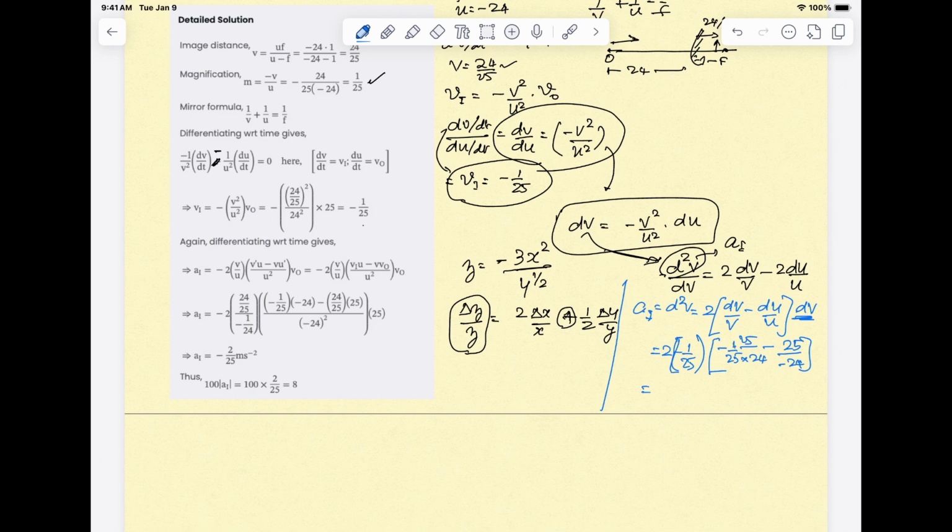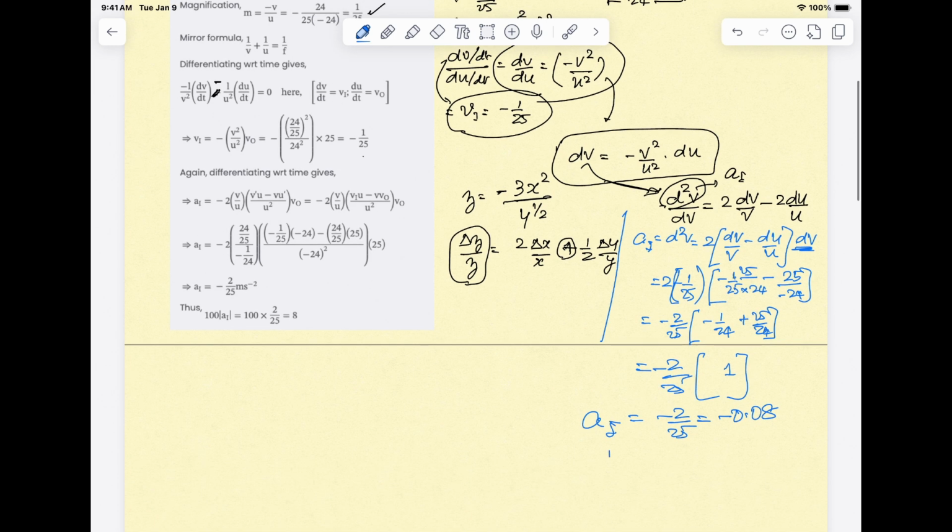Therefore, this becomes minus 2 by 25 outside, and inside it becomes minus 1 by 24 plus 25 by 24, which is nothing but 1. Therefore, the final answer is that the acceleration of the image is minus 2 by 25, which is minus 0.08. They are asking for 100 times the acceleration of the image, which is 8. They are asking for the modulus value, therefore 8 is the answer.